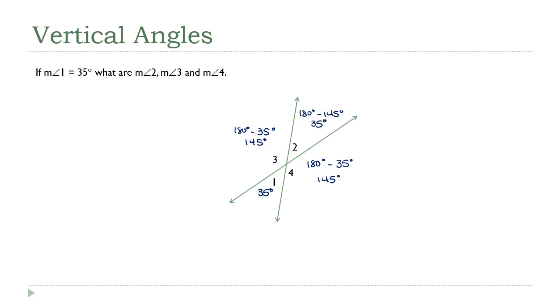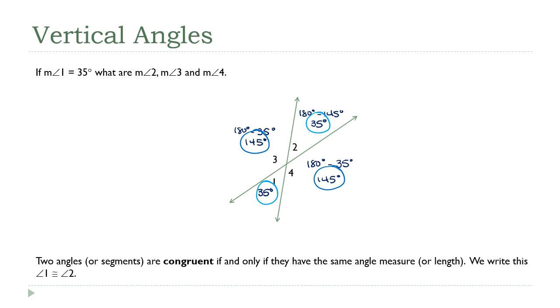Okay. Notice the pattern that turned up here. 3 and 4 are vertical angles, and they have the same size. 1 and 2 are vertical angles, and they also have the same size. That's not a coincidence. Right? Vertical angles are always going to have the same size, and in geometry, we actually have a term for that.